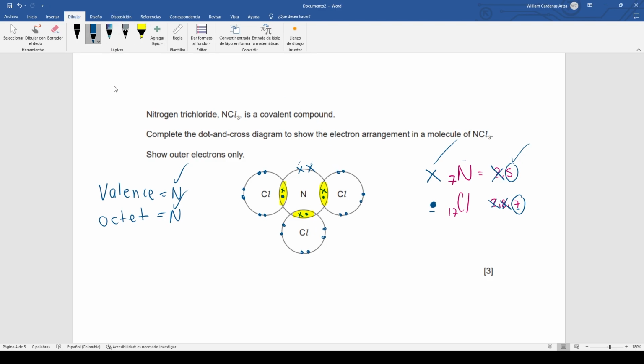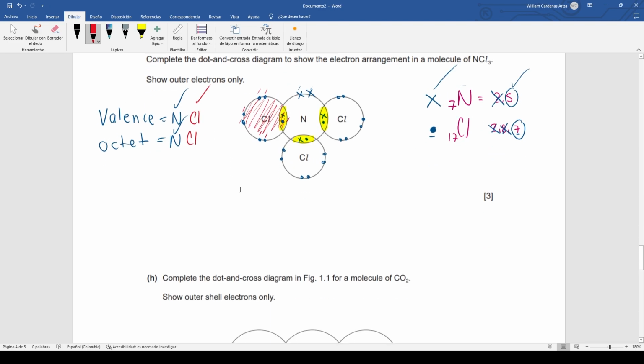Now look here. Let's try to see if they have the valence and the octet. In this case, we have 1, 2, 3, 4, 5, 6, 7 electrons in the valence, which is perfect. Chlorine's perfect here. And let's see the octet. So they have 8 electrons, taking the shared electrons into account. So we have 1, 2, 3, 4, 5, 6, 7, 8. So chlorine, and similar in the other ones, they all have 8 electrons in the octet and 7 electrons in the valence. So the exercise is correct.